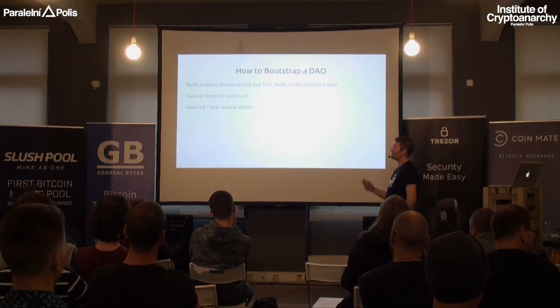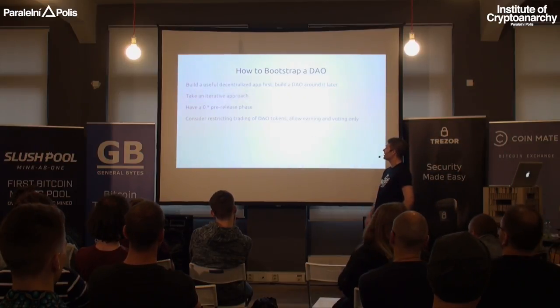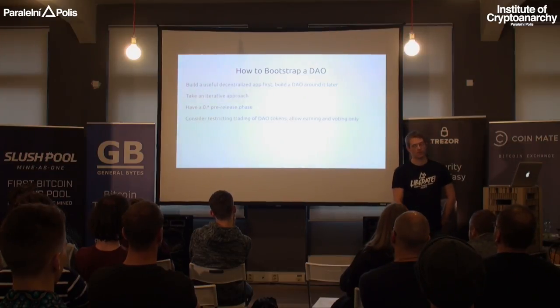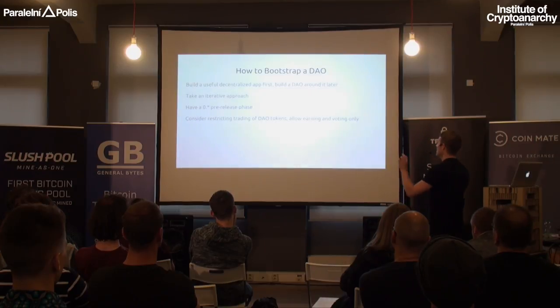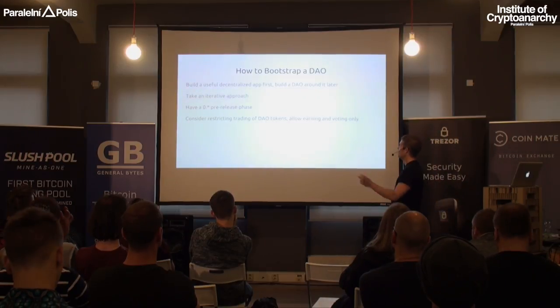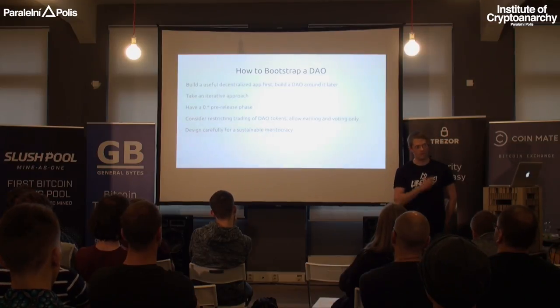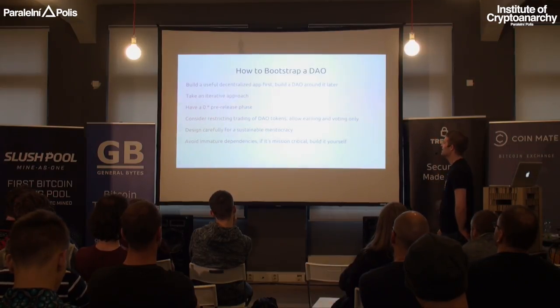Be iterative, have a zero-dot release phase, phase zero, like we're doing. Consider restricting the trading of those DAO tokens, right? Treat them more like an equity vehicle. Only allow earning, only allow voting. Design carefully for meritocracy. Don't lose that. It's easy to lose that.